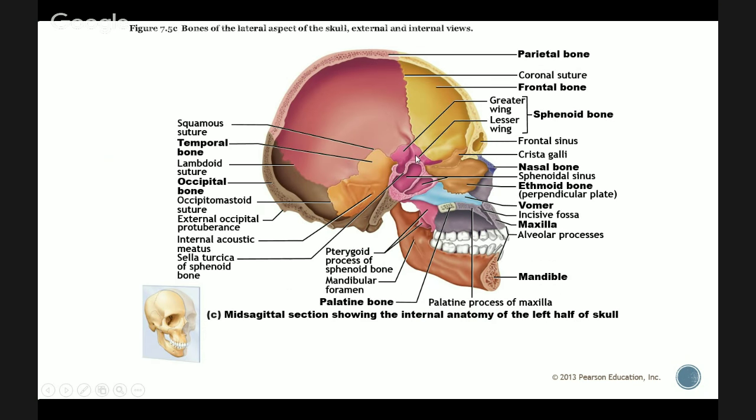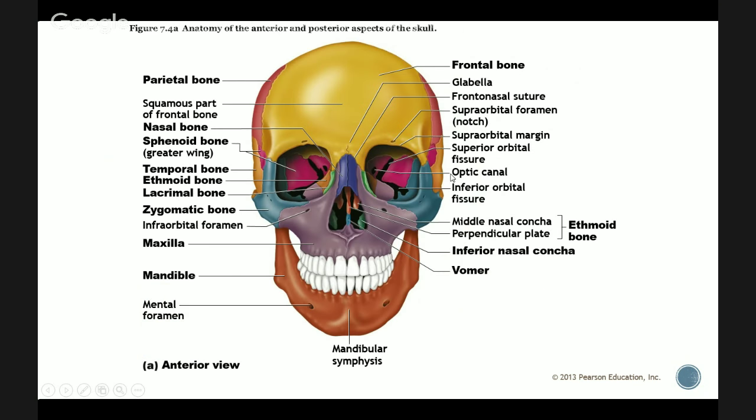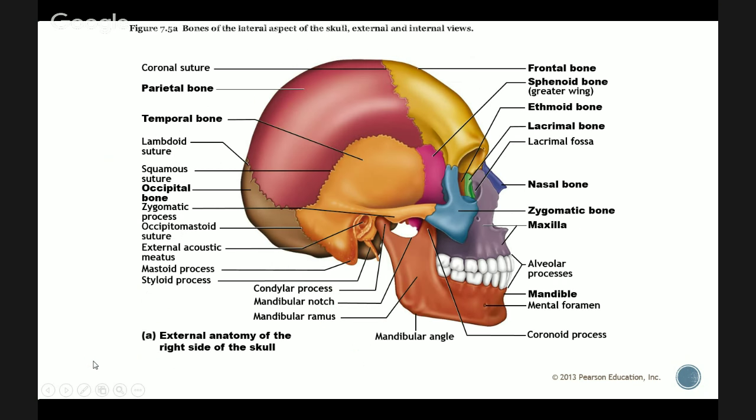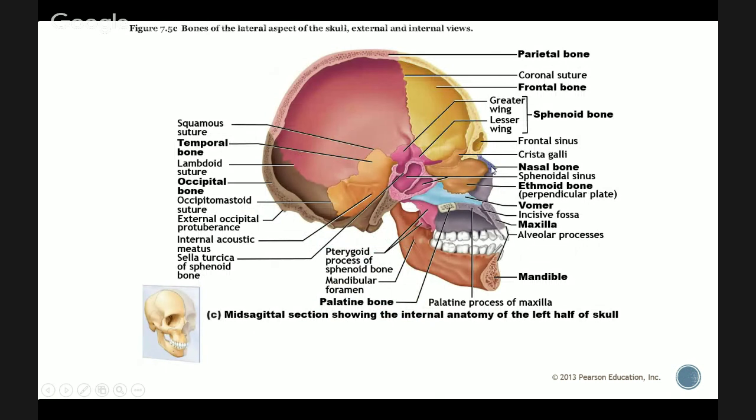Here are the sinuses. We'll talk about the sinuses next time. But here's the sphenoid bone. You can see how it touches every single bone of the skull somehow, some way. Here's the ethmoid bone. You can see how the ethmoid bone actually comes up to the inferior aspect of the cranium, and forms that perpendicular plate. Here's the maxilla.